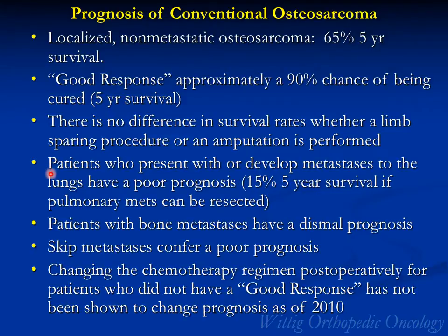Patients who present with or develop metastases to the lungs have a poor prognosis, approximately a 15% 5-year survival if pulmonary mets can be resected. Patients with bone metastases have a dismal prognosis, virtually a 0% cure rate. Skip metastases also confer a poor prognosis and very close to a 0% cure rate. Changing the chemotherapy regimen postoperatively for patients who have not had a good response to the preoperative chemotherapy regimen has not been shown to change prognosis as of 2000, actually now it would be 2014.